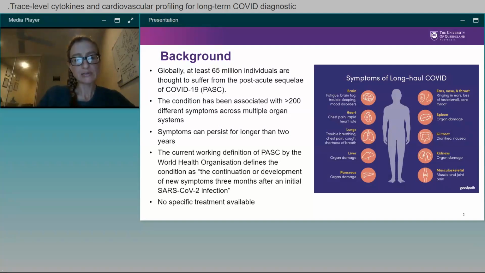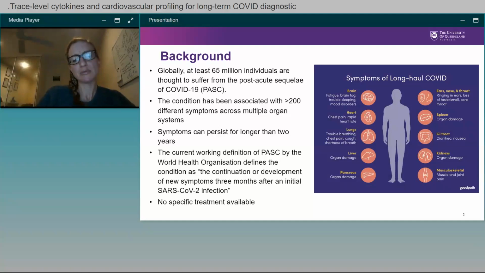Probably most cases of long COVID are most severe within the first 6 months of infection, and some individuals will resolve after that 6 months. But there are some individuals who continue to experience these symptoms 1, 2, maybe even 3 years post-acute infection. And this can be quite debilitating in terms of people's quality of life, impairing work, school, everything that they used to be able to do.